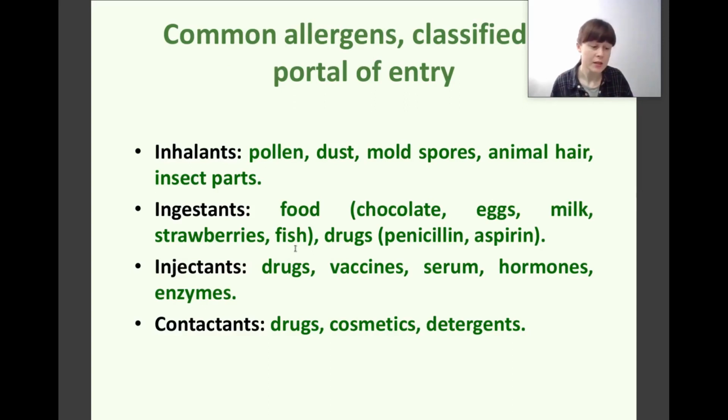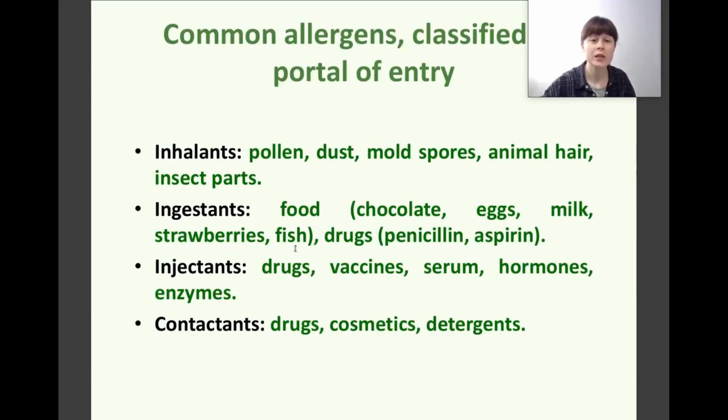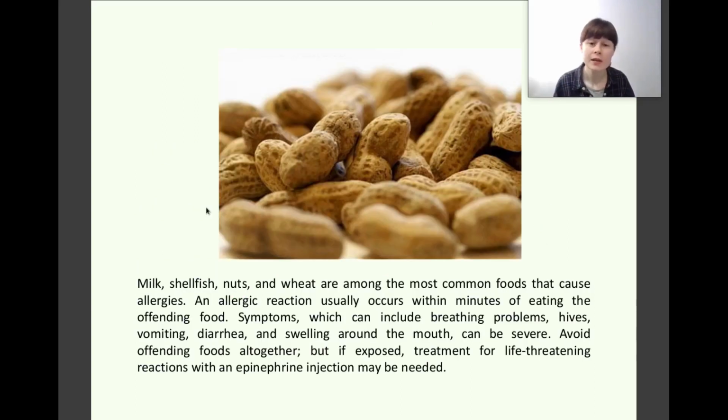A list of allergens is given on this slide. This classification is based on the portal of entry and includes inhalants, ingestants like food, injectants such as different drugs, vaccines, and serum, and contacts such as cosmetics and some detergents. A good example of ingestants, allergens in food: milk, shellfish, nuts, the most common foods that cause allergies.